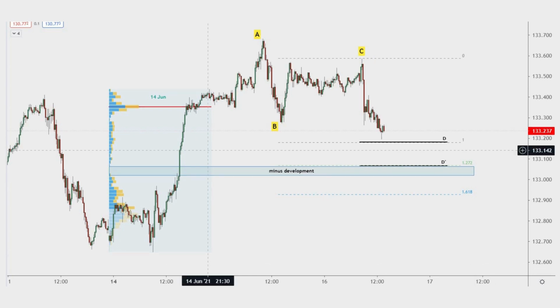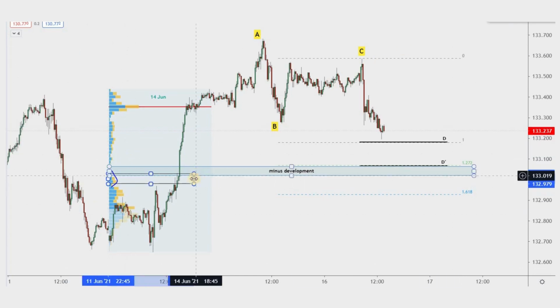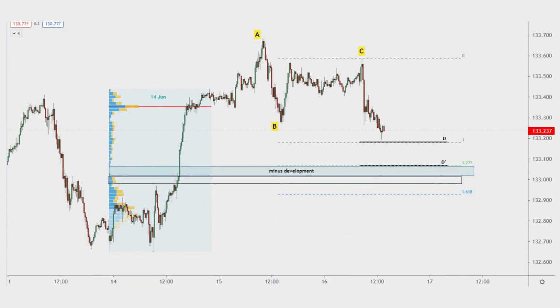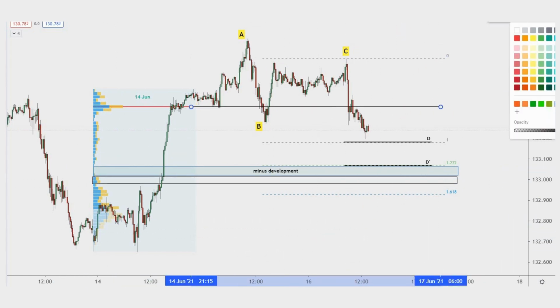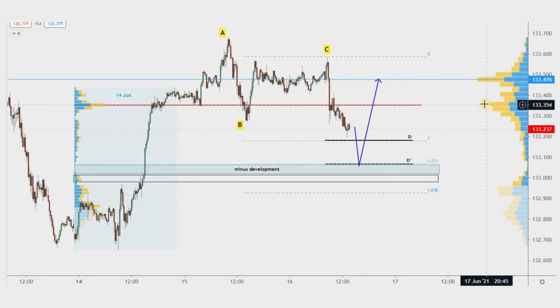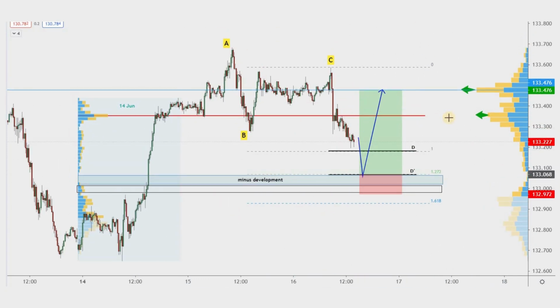Below the minus development we have a high volume node that we are going to consider when we place a stop loss. We expected a drop at the D prime level, and then we are going to consider there a buy opportunity in upside direction. For the final target we have chosen the second high volume node on the right of the chart. Both volume nodes are important and we should be aware of them.